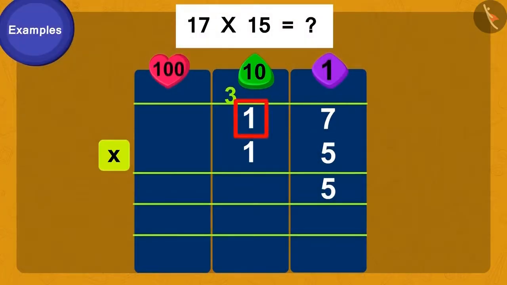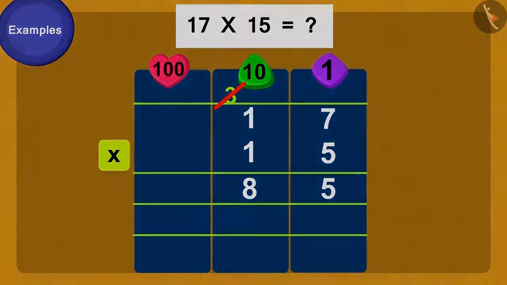Now we multiply 1 of 17 by 5 of 15. Got it? 5. But we also have 3 of the previous carryover. So what shall we do now? We will add 3 and 5 to find the answer. Done? 8. We will write it like this. Now we will cancel the carried over 3 so that we don't make a mistake of counting them again.